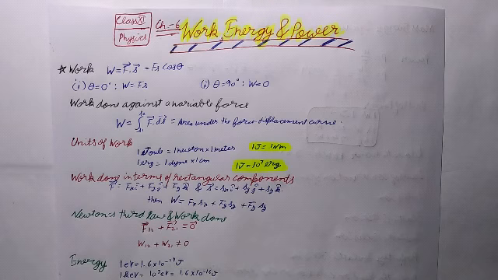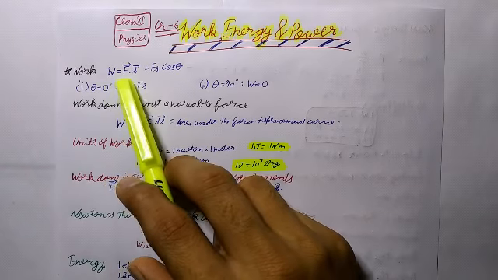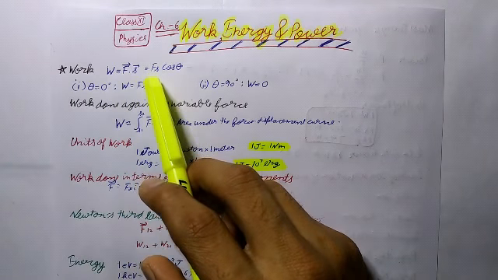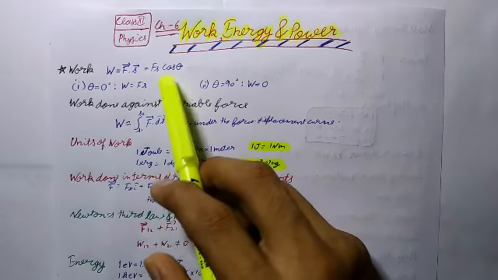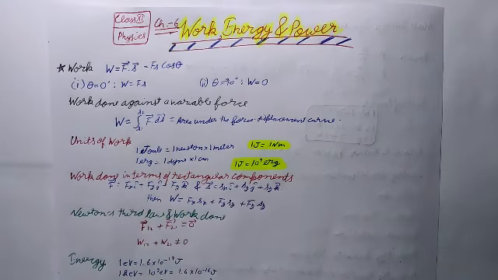If the force F makes an angle theta with the direction of displacement S, then the work done W will be equal to F dot S, or this will be equal to Fs cos theta. Now work done is a scalar quantity. It can be positive or negative depending on whether theta is acute or obtuse. The work done by friction or viscous force on a moving body is negative.